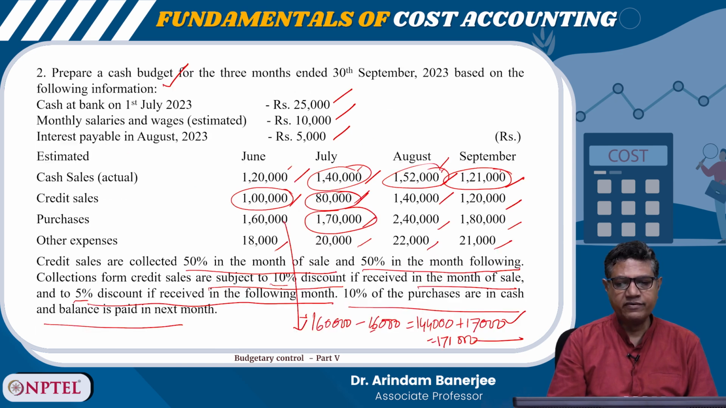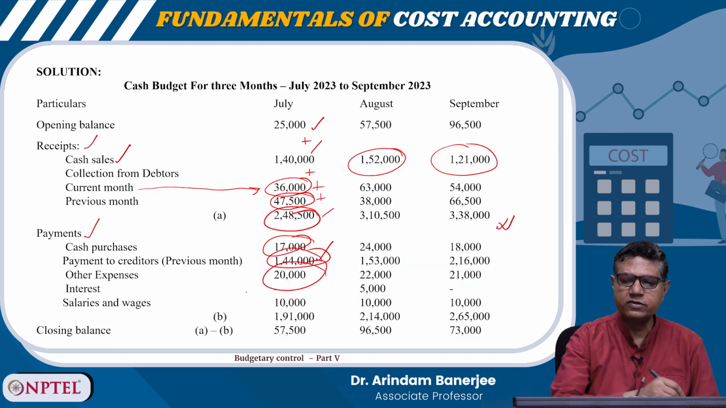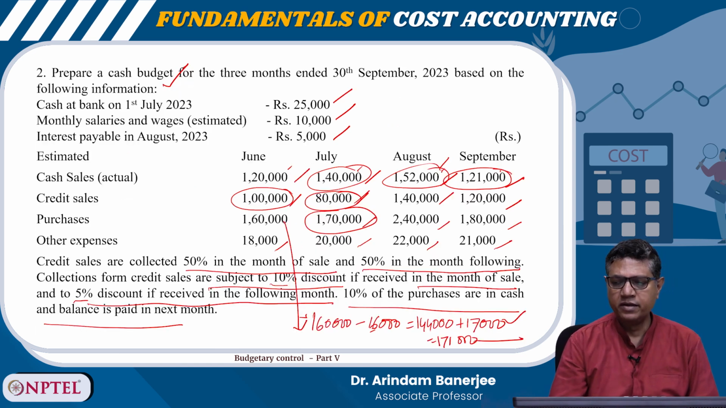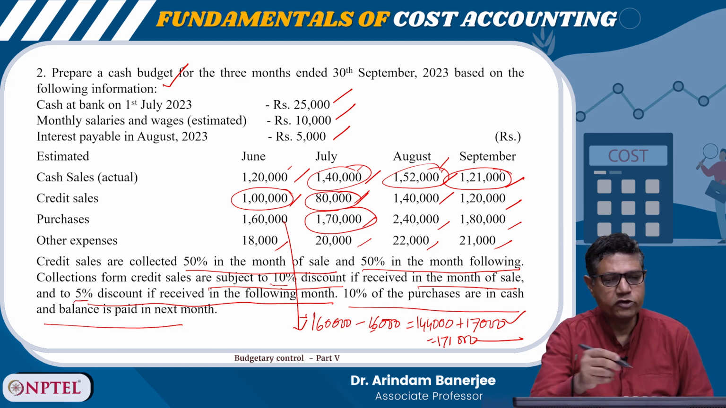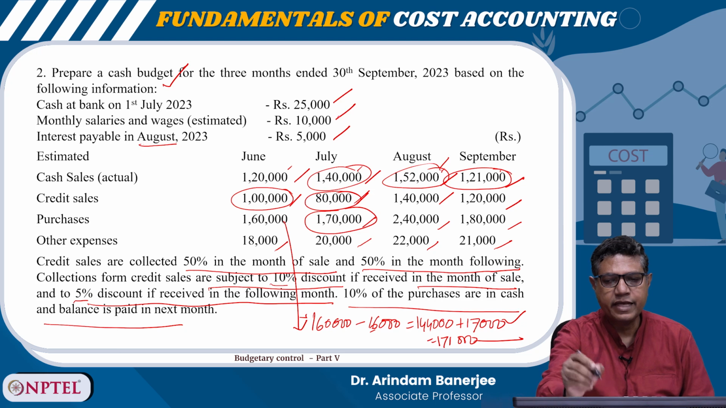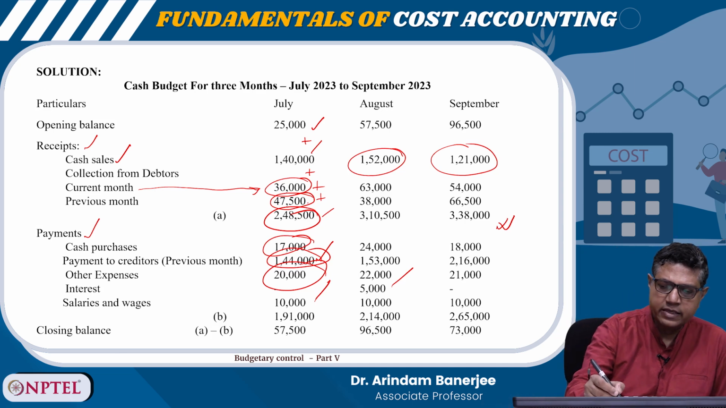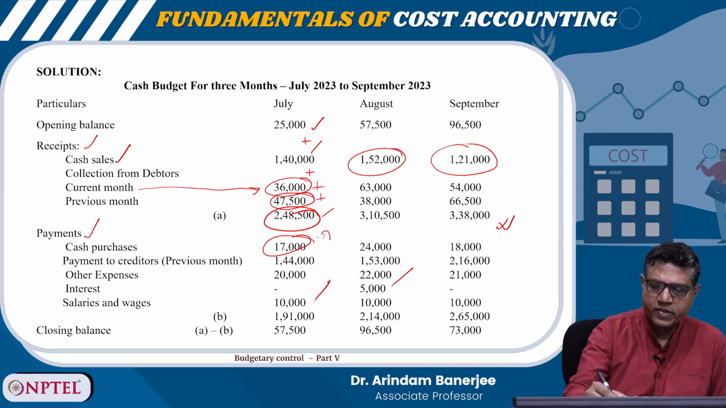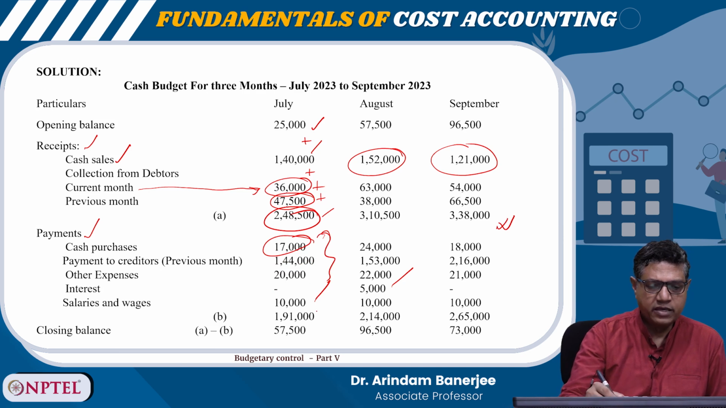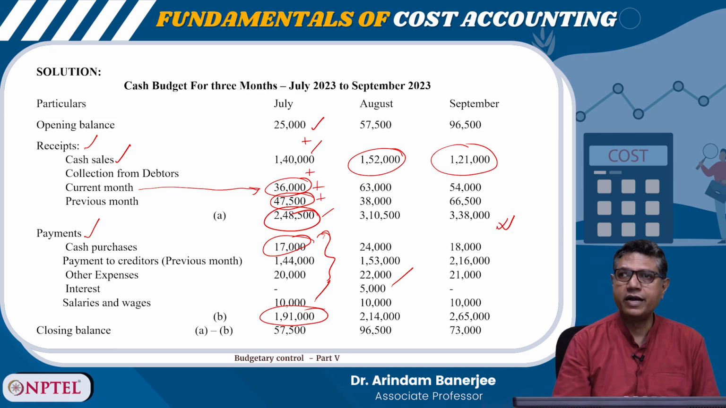The other expenses are given here. Other expenses 18,000, 20,000. It is happening in the same month, so 20,000. Interest, there is no interest here, right? Interest is only payable in August. Salaries and wages, it is 10,000 per month. If you add all the payments, you will get the total payment, that is 1,91,000, right?